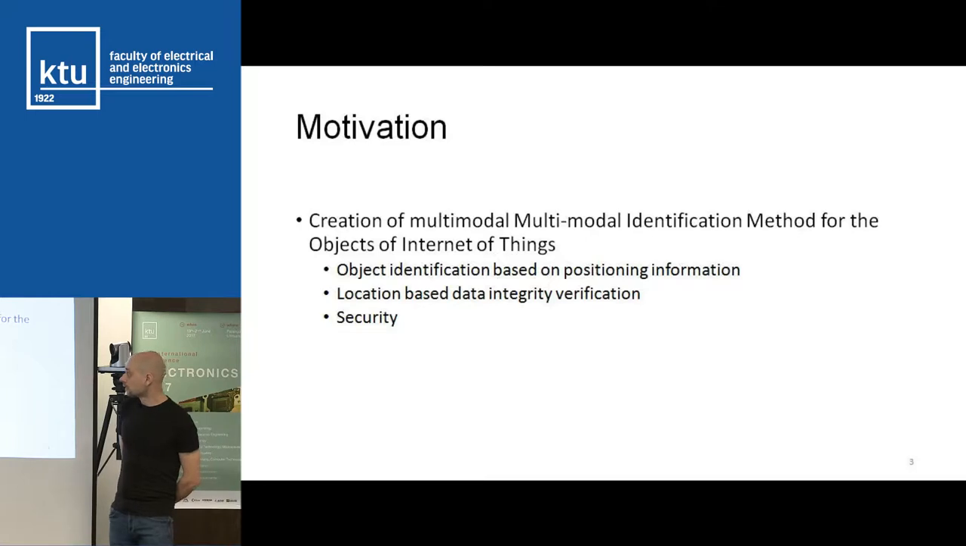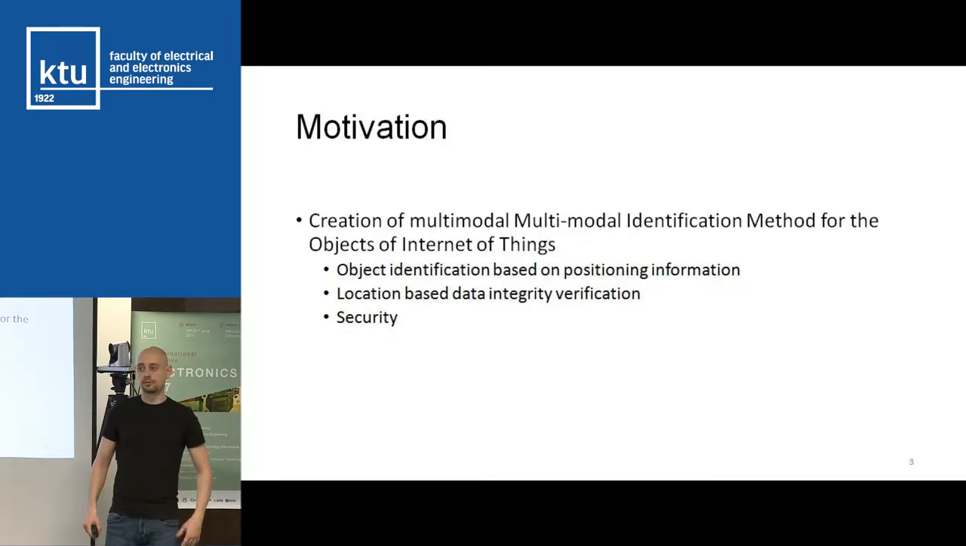So the general motivation is to create a multimodal identification and authentication method for objects in the Internet of Things. There are a couple of reasons for that. First of all, you want to know the sensors you're getting data from are true. For example, no one has swapped the sensors, no one is fudging the data. In Internet of Things you want to have some verification, and location can be one of the variables you can use to establish the validity of your data.